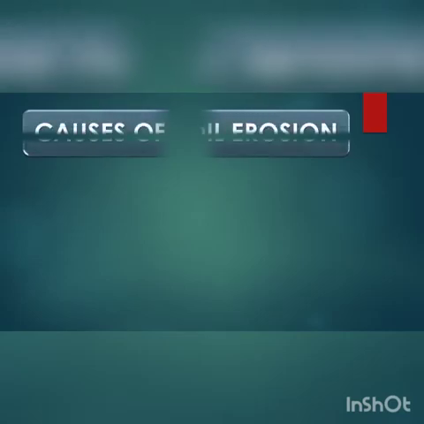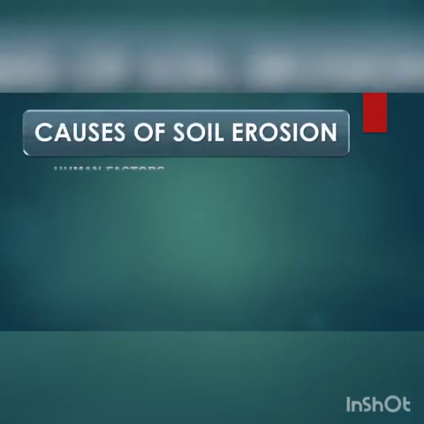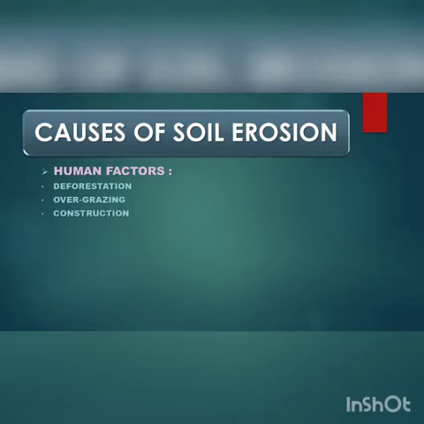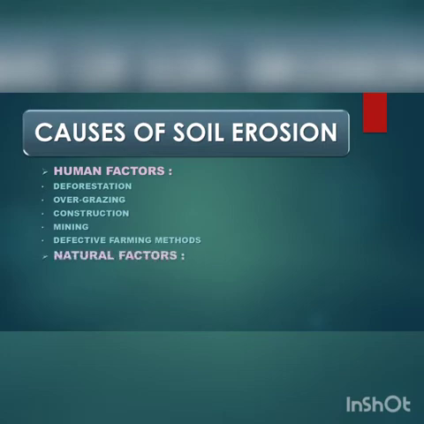Let's know about the causes of soil erosion. First, human factors. Human factors are deforestation, overgrazing, construction, mining, and defective farming methods. Second is natural factors. Natural factors are wind, glaciers, and water.